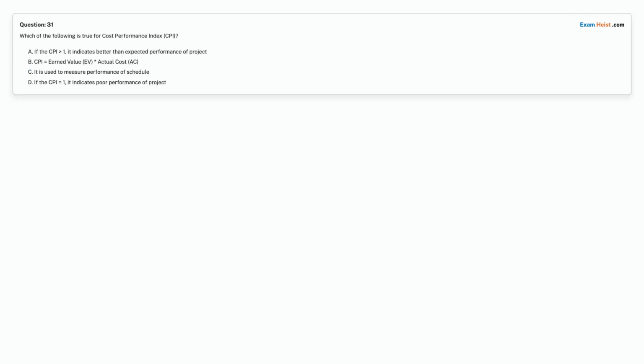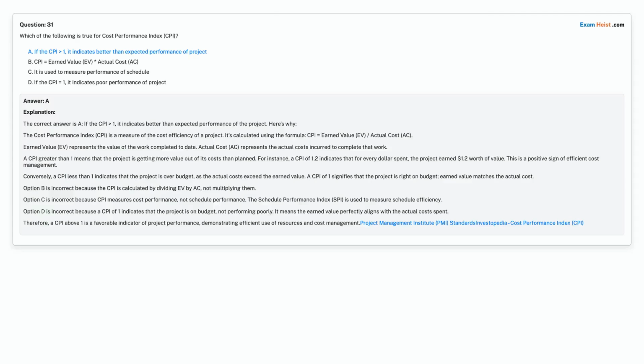Question 31. Which of the following is true for Cost Performance Index, CPI? Option A, if the CPI is greater than 1, it indicates better than expected performance of the project. Option B, CPI equals earned value, EV, asterisk actual cost, AC. Option C, it is used to measure performance of schedule. Option D, if the CPI equals 1, it indicates poor performance of the project. Choose the correct answer. Correct answer is option A, if the CPI is greater than 1, it indicates better than expected performance of the project.